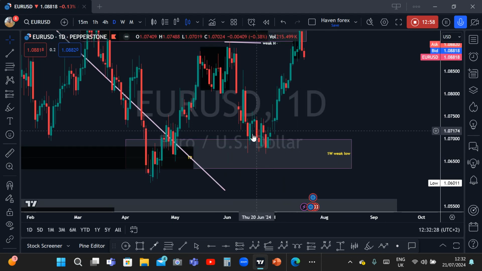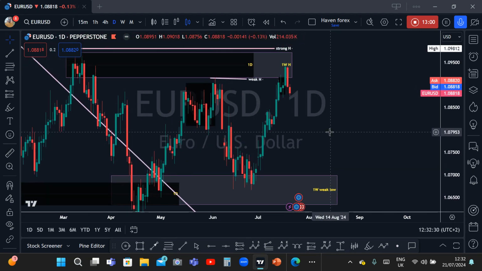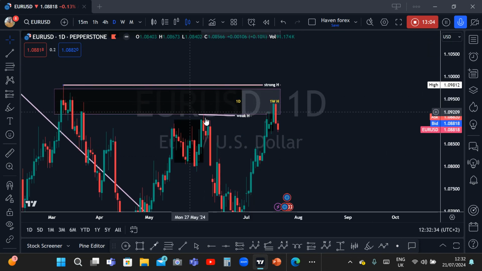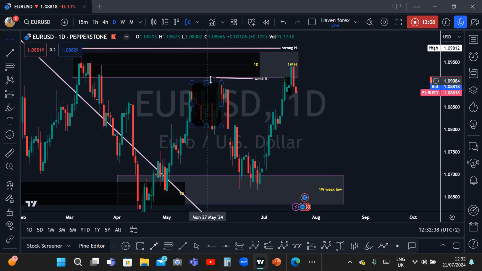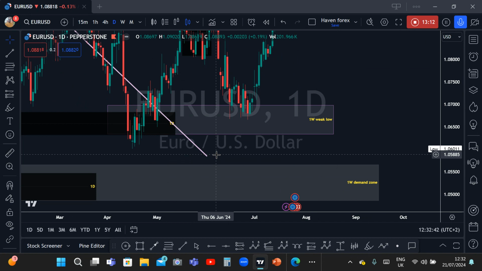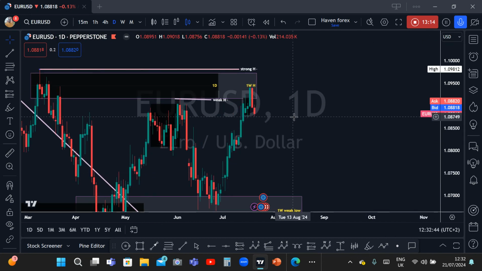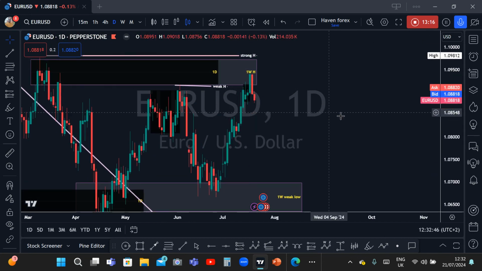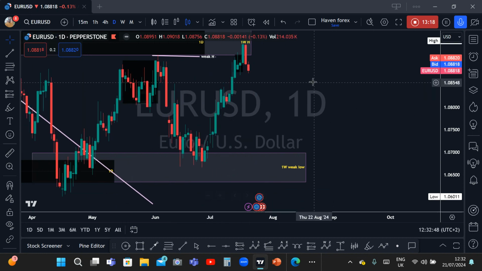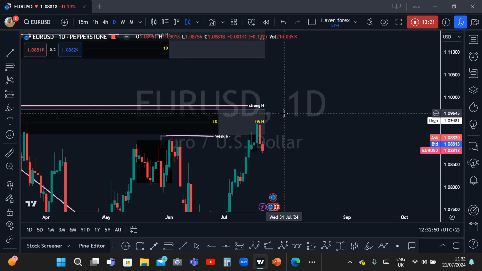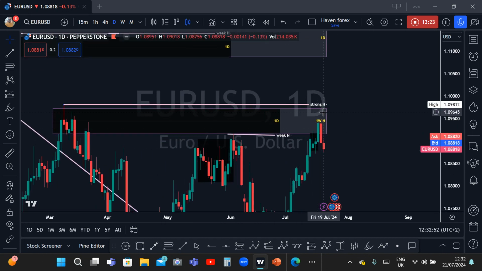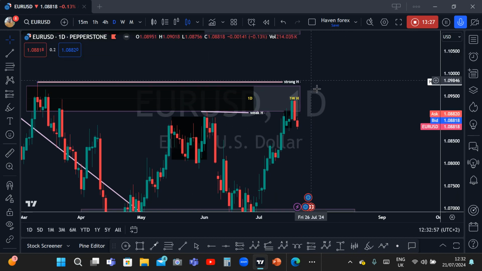it got a support here. Then it got a rejection. Then it now turned back to take out this weak high because this high fails to break the structure down. Now, at this point, this time around, now that he has tapped into the strong high, price action will not take out this high because it's a strong high.